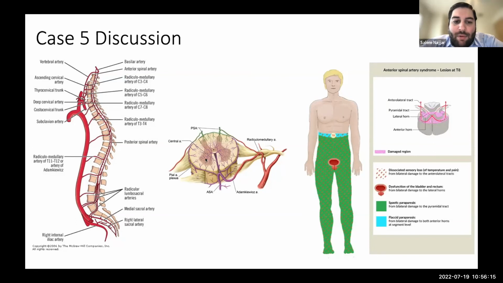Spastic paresis from the upper motor neuron injury, that would be right here, the corticospinal tract, and the flaccid paralysis from bilateral damage to both anterior horns at the segment level. Exactly. It's exactly what we were talking about, the anterior horn. And so with that, I'm going to conclude my presentation.